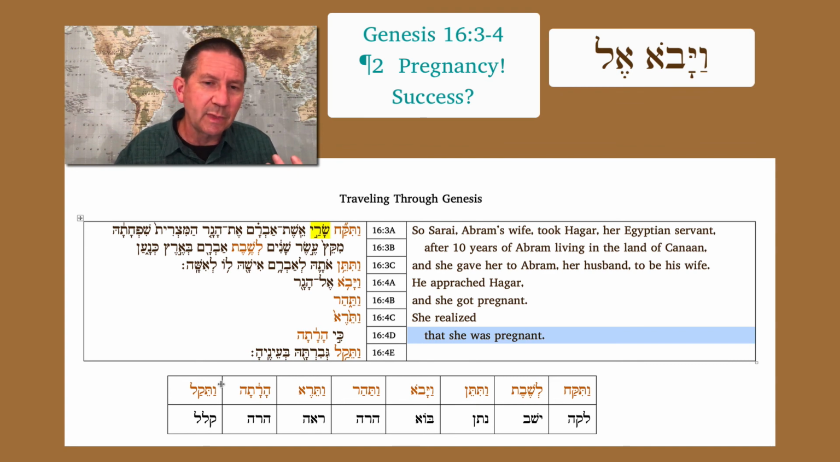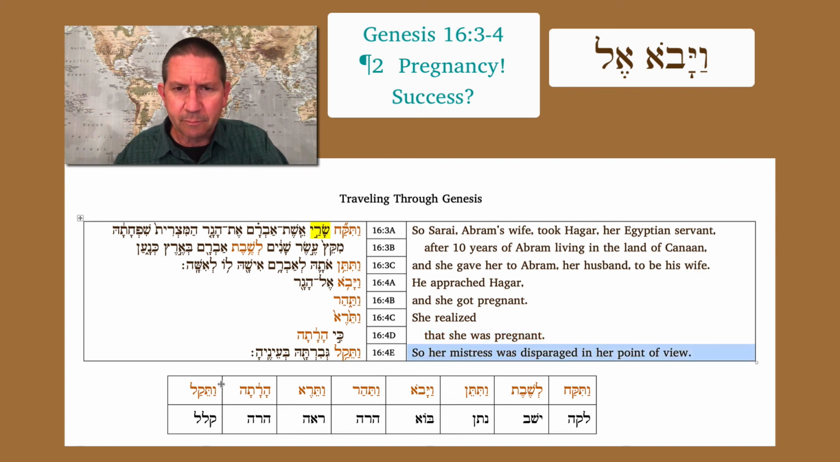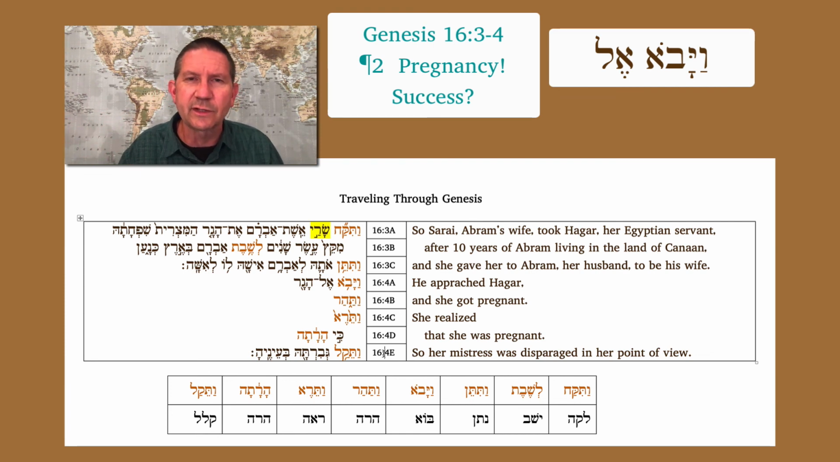And so there are different ways we might try and say that in English. Her mistress was disparaged in her point of view. I guess modern English can still say something like "in her eyes," but it's not something in your eye, it's an opinion. So again, it's another type of metaphor where one thing stands for another. So this is building the tension in the passage.